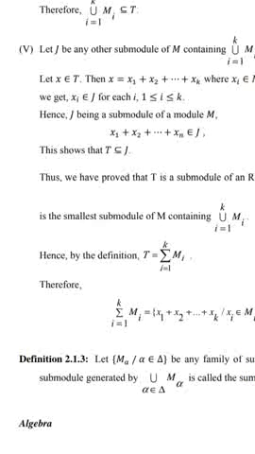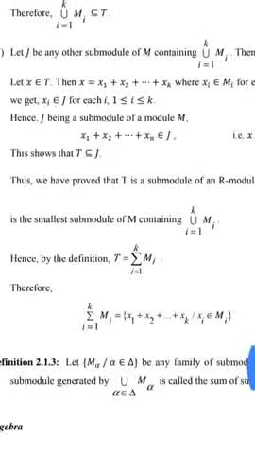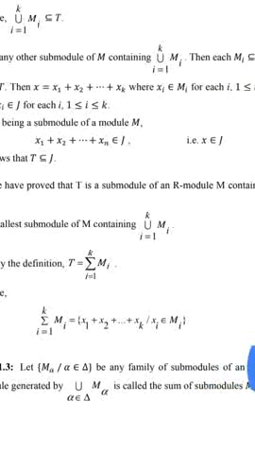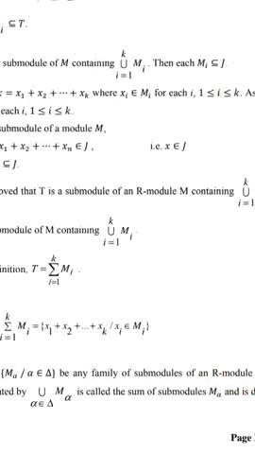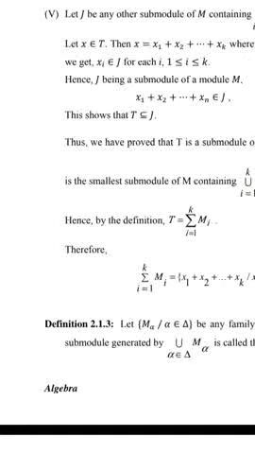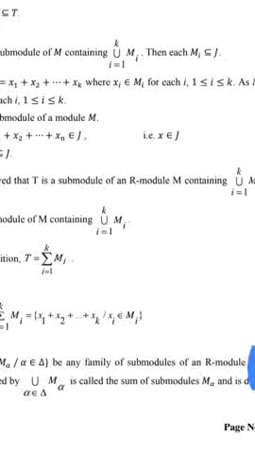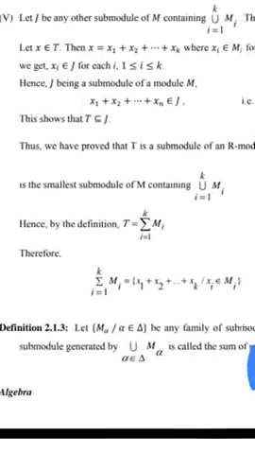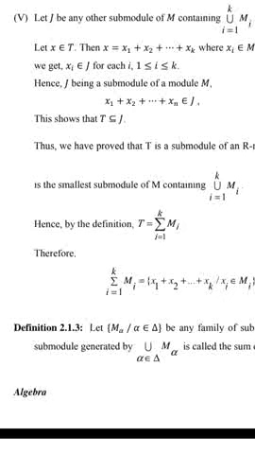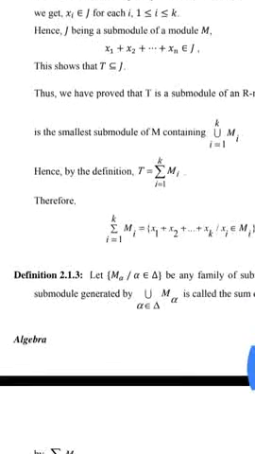Next, let J be any other submodule of M containing the union of Mi, i equal to 1 to k. Then each Mi is a subset of J. Let x belong to T, then x is equal to x1 plus x2 plus ... plus xk, where xi belongs to Mi for each i, 1 less equal i less equal k. As Mi is a subset of J, we get xi belongs to J for each i. Hence, J being a submodule of a module M, x1 plus x2 plus ... plus xk belongs to J. This shows that T is a subset of J.